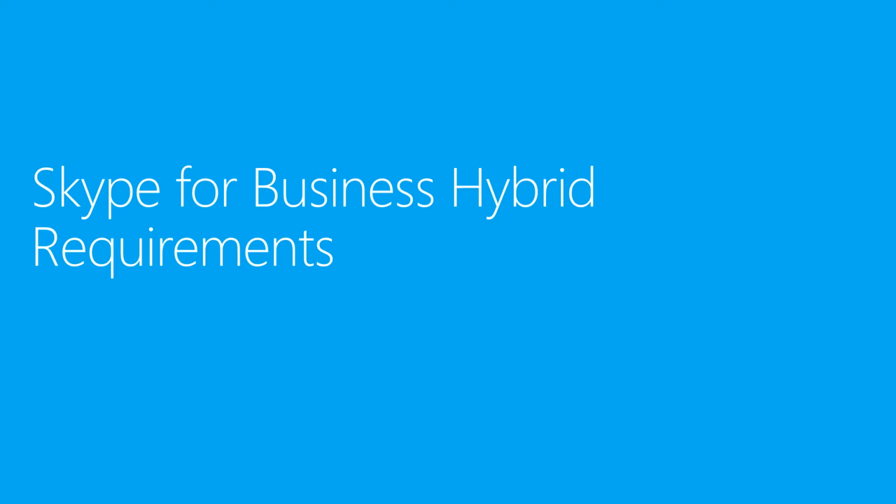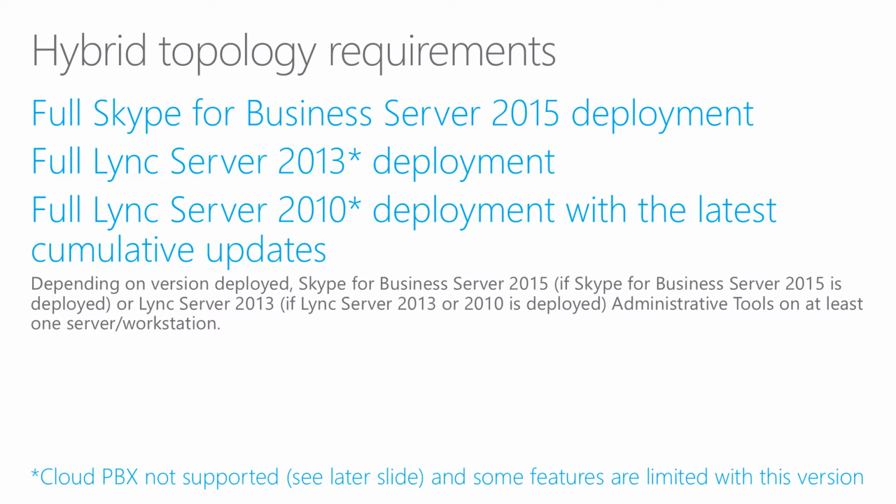So the requirements for hybrid. In terms of topology, here are the different topologies that are allowed to do hybrid. Basically, you can either have a full Skype for Business Server 2015 deployment on premises, Lync Server 2013 deployment, or a Lync Server 2010 deployment with the latest cumulative updates.